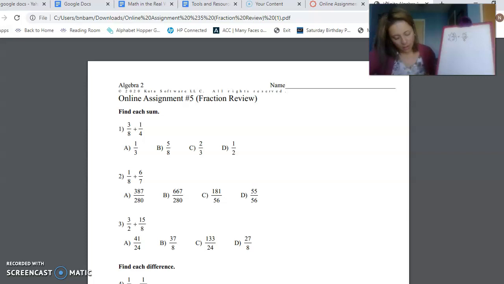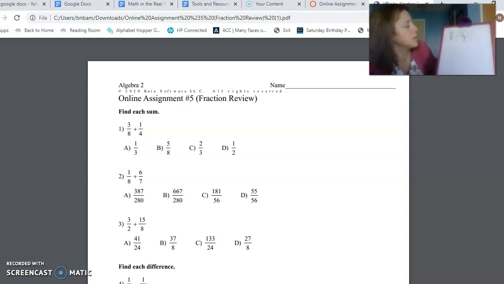Let's jump down to 6 then. All right, so then number 6, we have 5/8 minus 1/3. Okay.